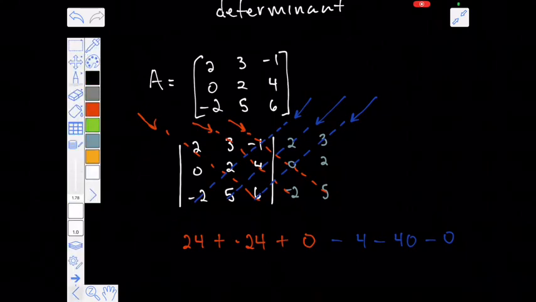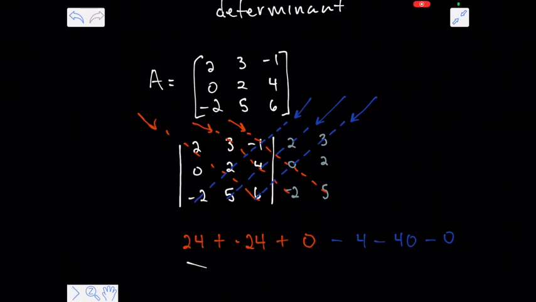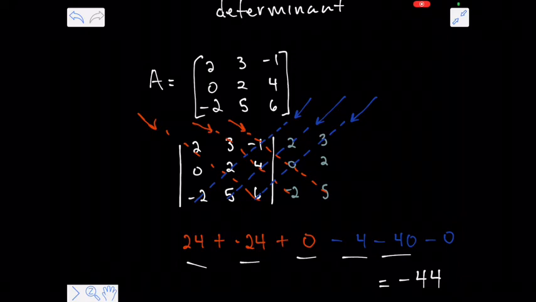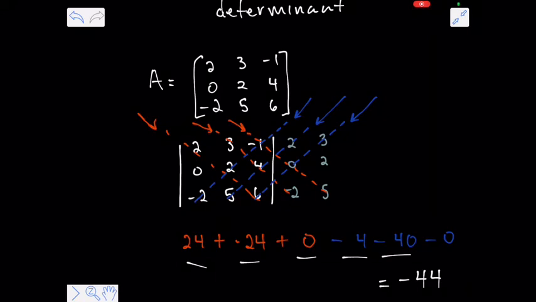Now we find the sum of all this. 24 minus 24 is 0. 0 plus 0 is 0. 0 minus 4 is -4. -4 minus 40 is -44. -44 minus 0 is, hey, look at that, -44. That's an alternative way to find the determinant.